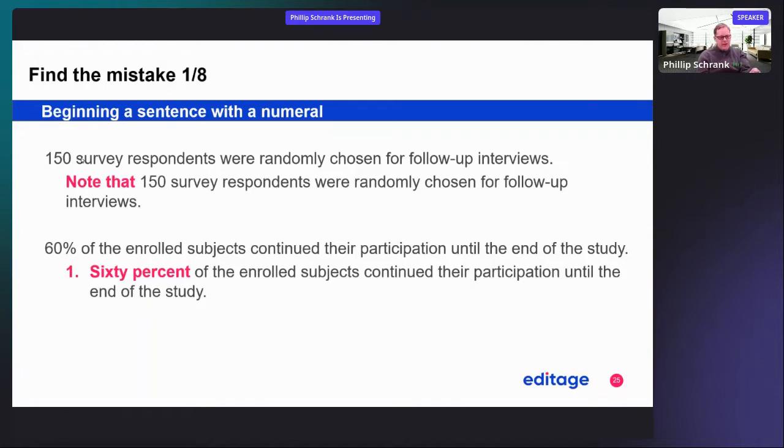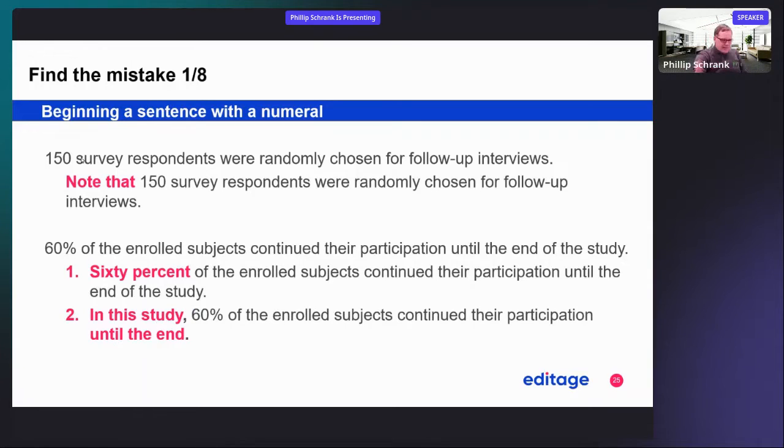But if you have a number like 1,553, it's a bit difficult to spell that out. And you have to play that by ear, make sure you're following the journal, but it's difficult to spell those kinds of words out. So in this study, 60%, right? So you change up the wording of the sentence.